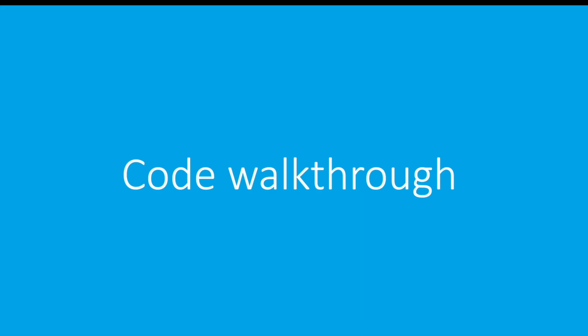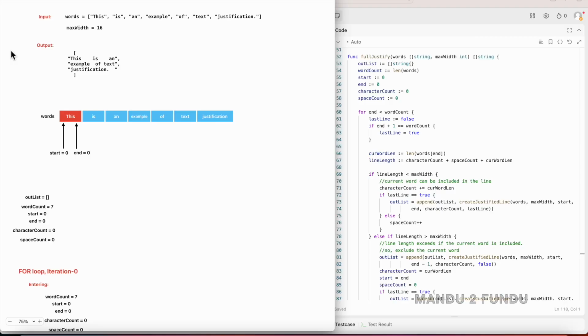Next I'm going to do the code walkthrough with sample input. We are given this input array which has 7 words and the max width is 16, and the expected output has 3 justified lines. Okay, so first we initialize the out list to empty slice of string, and the word count is initialized with the length of the array, which is 7, and the start and end pointers are initialized with 0 so that they point to the first element in the array, and the character count and the space counts are initialized to 0.